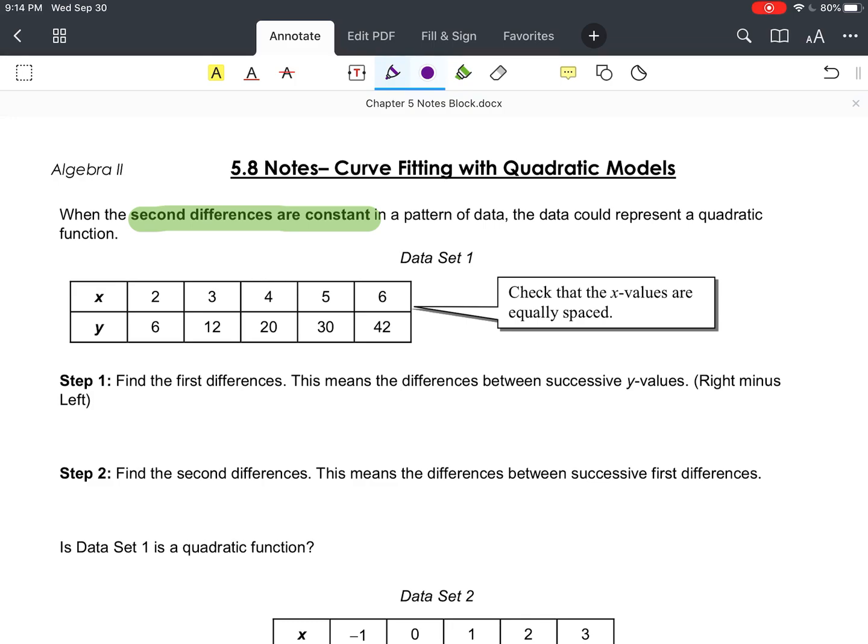Step one, you're always going to find the first difference. That means you're going to do right minus left. So 12 minus 6, or how do you get from 6 to 12? Well, that's going to be 6. 20 minus 12 is going to be 8. 30 minus 20 is going to be 10. And 42 minus 30 is going to be 12. So right minus left, we're finding the change in our y's, and this is going to be our first difference.